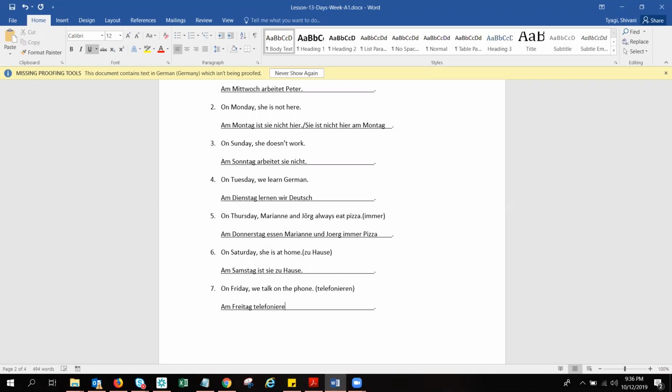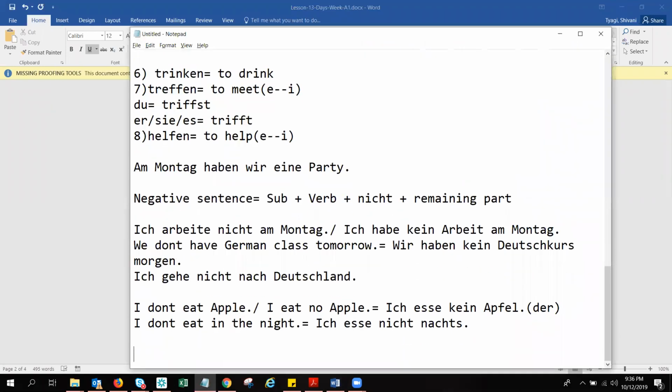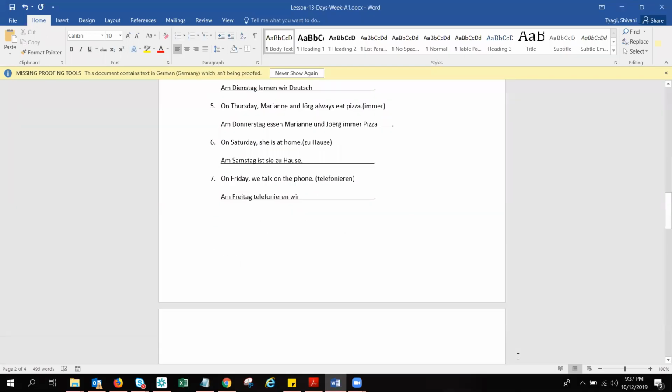If you are saying she always talks on the phone, that will be: sie telefoniert immer. She always talks on the phone. So there is a short verb for this. Cool. Next is the Wochentage.